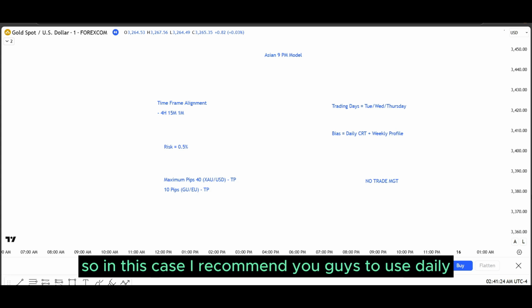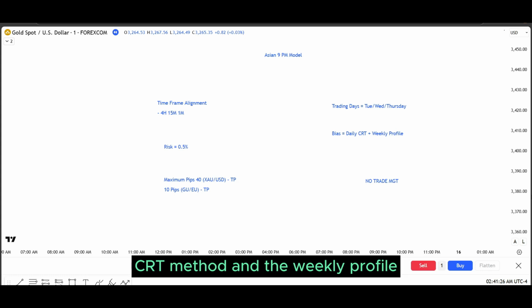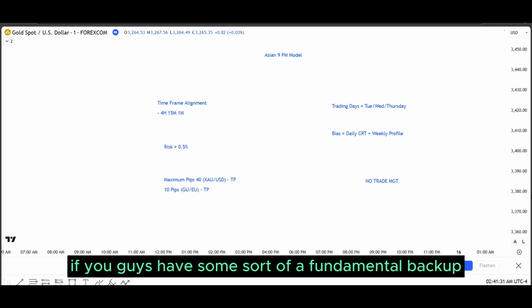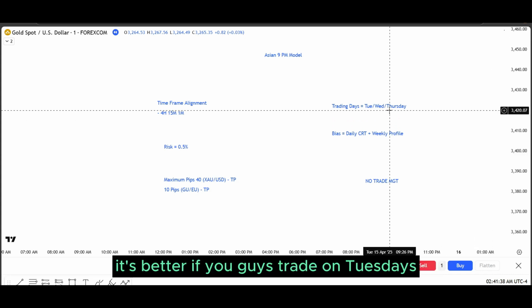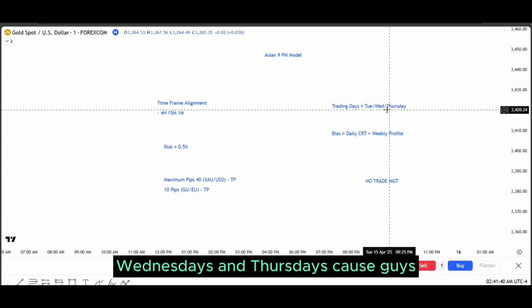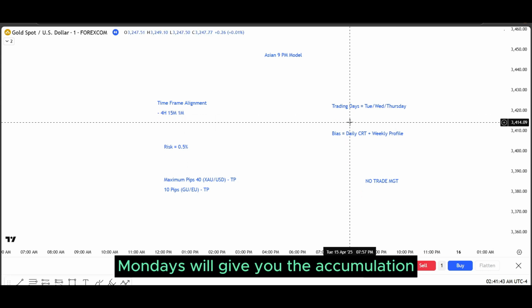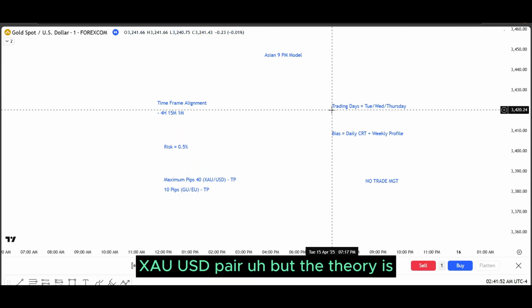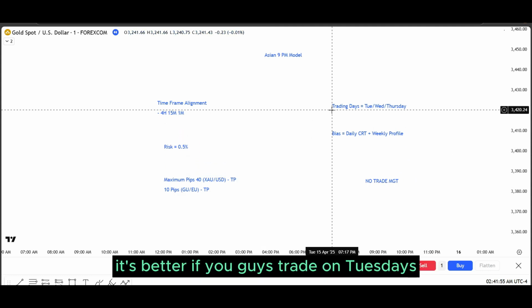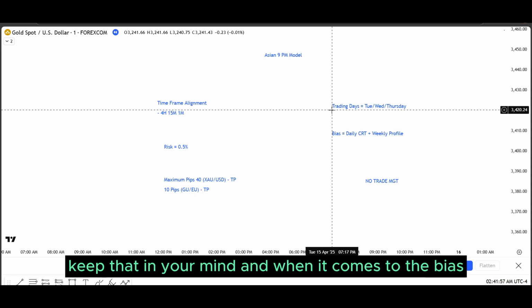In this case I recommend you guys to use the daily CRT method and the weekly profile to confirm your bias. And also if you have some sort of fundamental backup, that's good. When it comes to trading days, it's better if you trade on Tuesdays, Wednesdays and Thursdays, because most of the time Mondays will give you the accumulation. But sometimes in this quarter Mondays will give you the best move in the Asian session, I mean in the gold pair, XAUUSD. But the theory is it's better to trade on Tuesdays, Wednesdays and Thursdays. Okay, keep that in your mind.